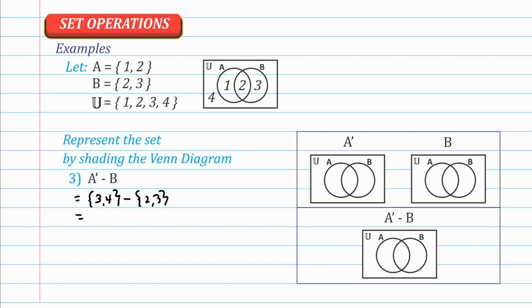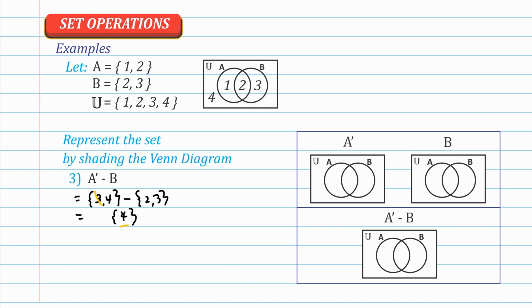So let's check each one. 3, do we have 3 here? Yes, therefore, we cancel it. This subtract 3 from here. Next 4, do we have 4 here? None, therefore, 4 stays. Finally, we only have 4 on this first set. And that is the answer.